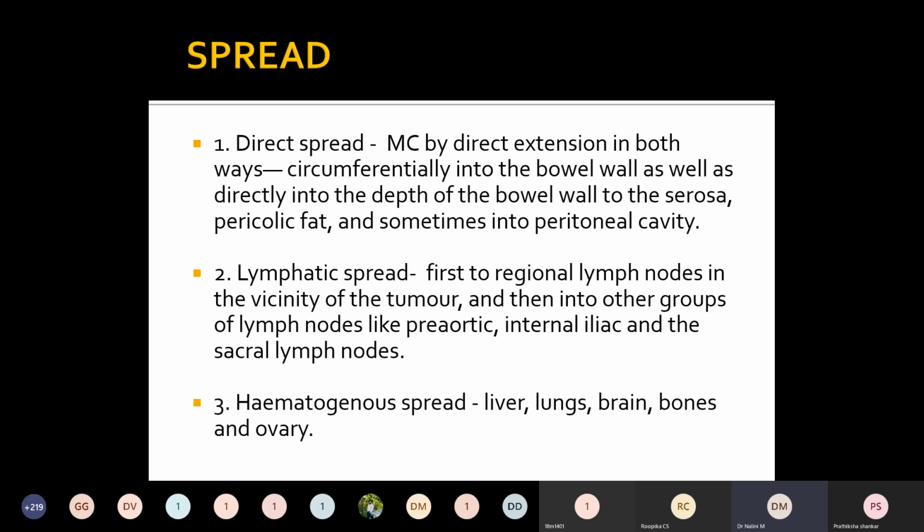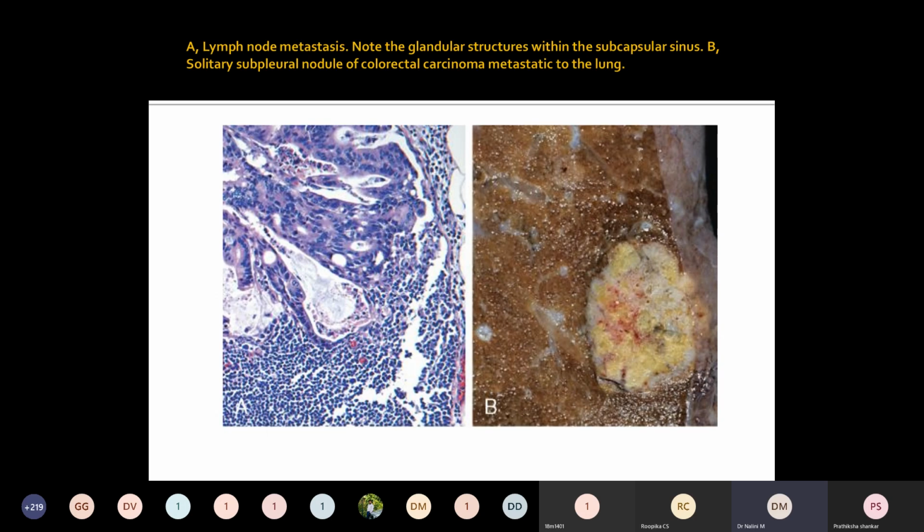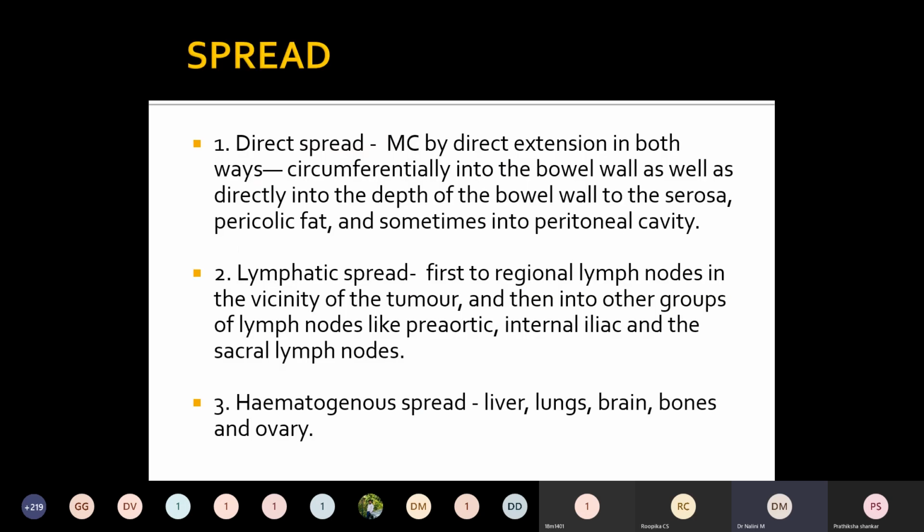Okay. So when we come to how do these colorectal carcinomas spread or metastasize, it could be by direct spread, lymphatic or hematogenous spread. Direct spread is most common in both the right and the left side, circumferentially into the bowel wall as well as into the depth of the bowel up to the serosa. This is very important because the staging system depends on the extent of the spread. Lymphatic, okay, first to the regional lymph nodes and then into the other pre-aortic, internal iliac and sacral lymph nodes. Hematogenous, yeah, it could go to the liver, lung, brain and the ovary.